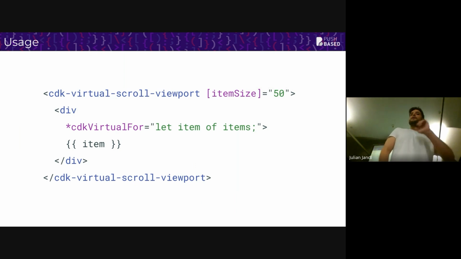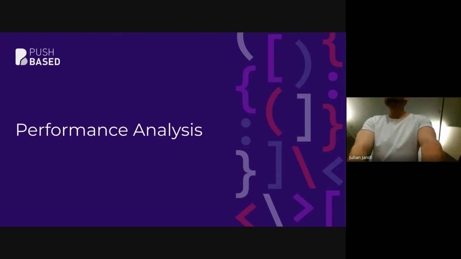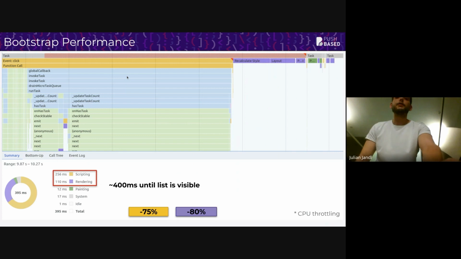It's CDK virtual scroll viewport as the outer element. So this looks really like the DOM was looking before. You specify an item size. You'd use, instead of ngFor, CDK virtual for, and that's it. You achieve virtual scrolling.